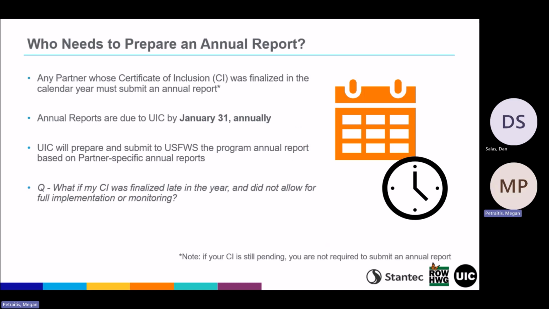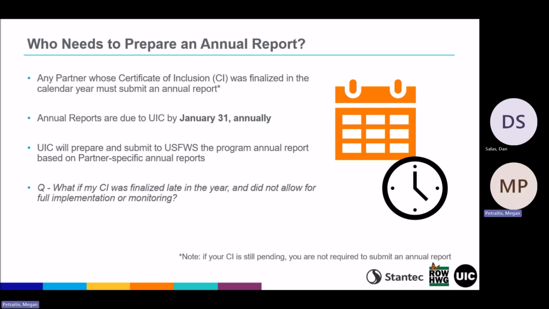So who needs to prepare an annual report? If you are enrolled in the Monarch CCAA and you've received your final certificate of inclusion before the end of the year, you are required to submit an annual report. So that would mean that your certificate of inclusion is signed both by you and the university. That indicates that you are fully enrolled. Those reports are due by the end of January 31st every year.